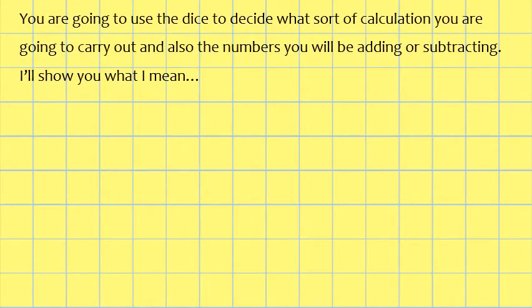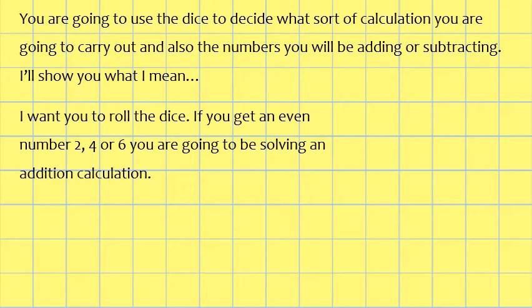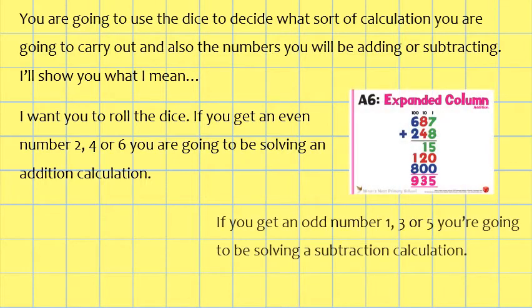You are going to use the dice to decide what sort of calculation you are going to carry out, and also the numbers you will be adding or subtracting. I'll show you what I mean. I want you to roll the dice. If you get an even number, 2, 4 or 6, you are going to be solving an addition calculation. If you get an odd number, 1, 3 or 5, you're going to be solving a subtraction calculation.